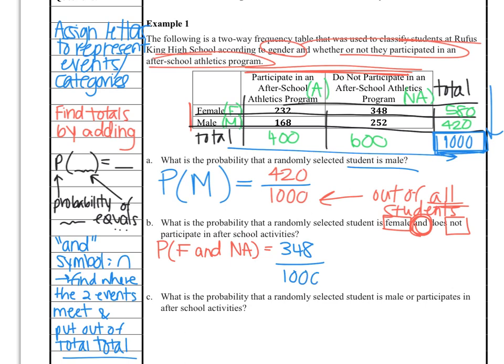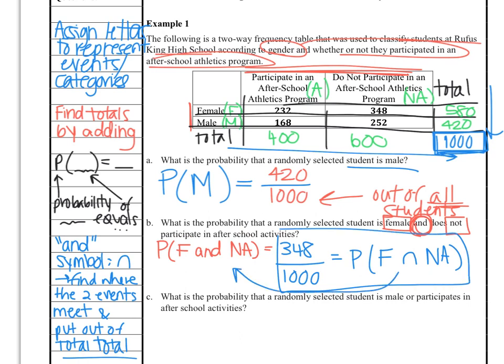Okay, so this symbol would get used like this. Probability of F and not participating after school. Okay. Now normally we write this on this side, I just didn't want to squish it. And this was our final answer up here, so I'll box it in.